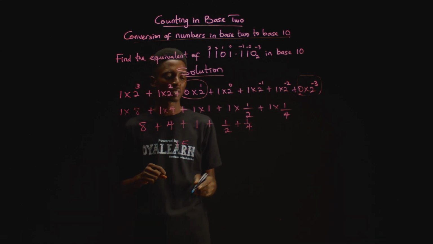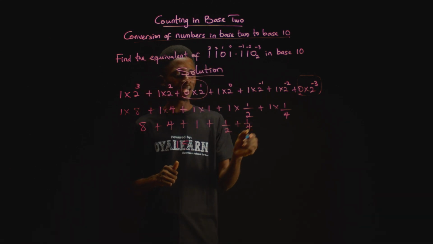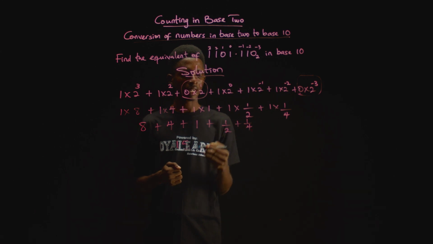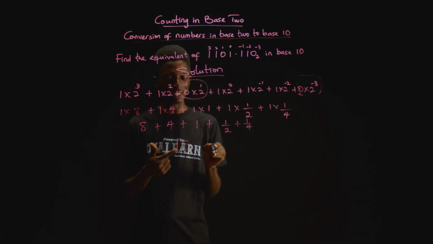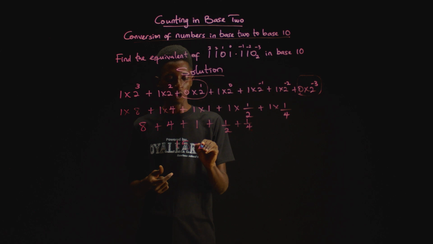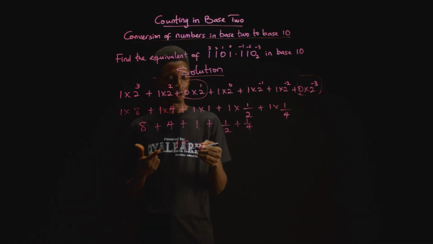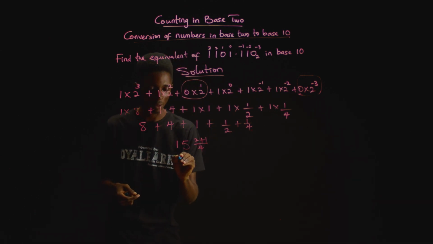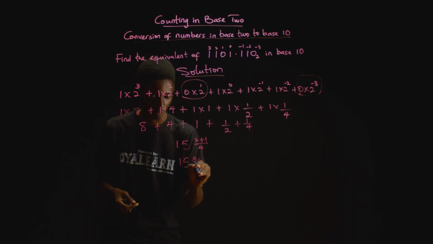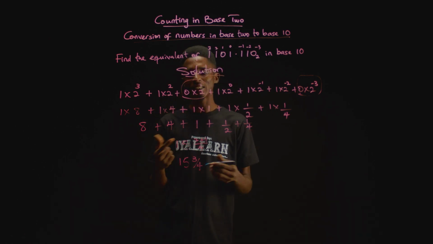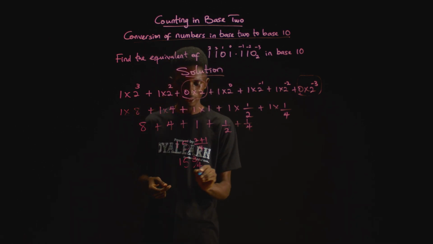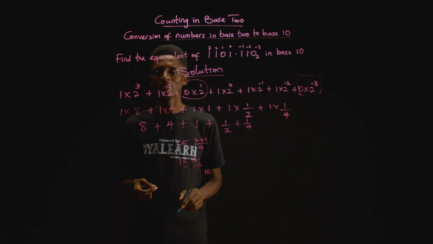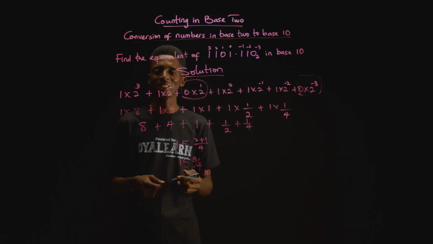Whole number. Now for the fraction, see that they have a common denominator of 4 when we take the LCM. So we'll have 4. And then 2 in 4 is 2, multiplied by 1, and we have 2 plus 1. This implies that we have 15 whole number 3 over 4. Now you can go ahead to convert this to decimal if you like, but this is in base 10. And that's how we convert numbers like this to base 10.